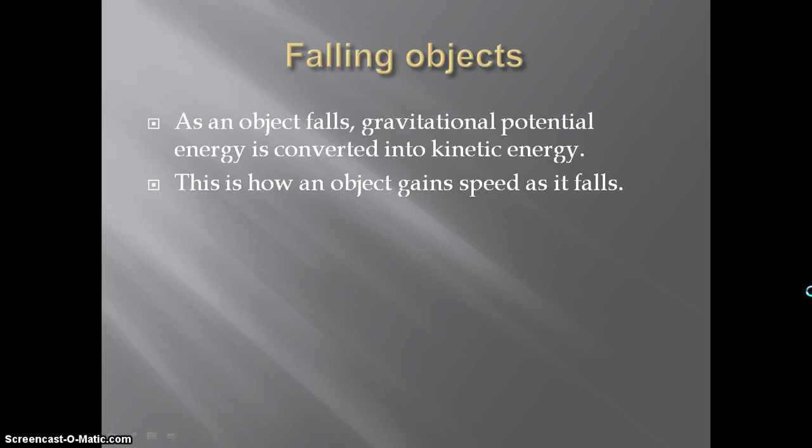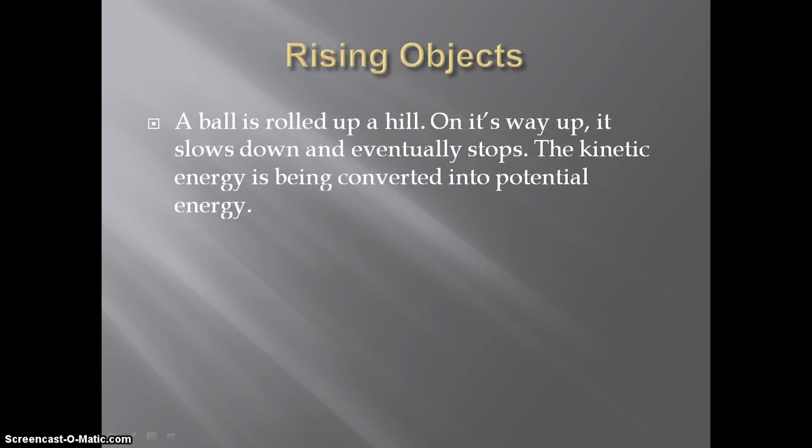Falling objects, say for example a ball that's just dropped, has potential energy, gravitational to be specific, and as it falls it gains speed. That gravitational potential energy is being converted into kinetic energy. Rising objects, say for example a ball that's rolled up a hill, on its way up it begins to slow down and eventually stops. The kinetic energy is being converted into potential energy.